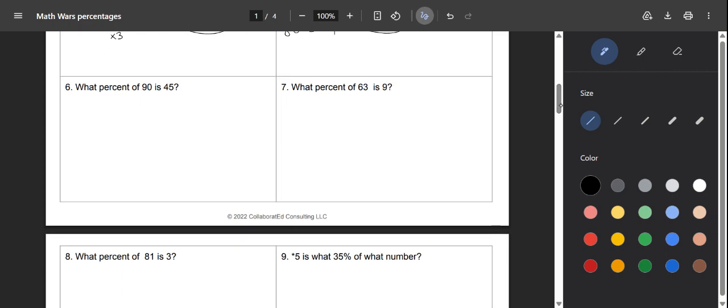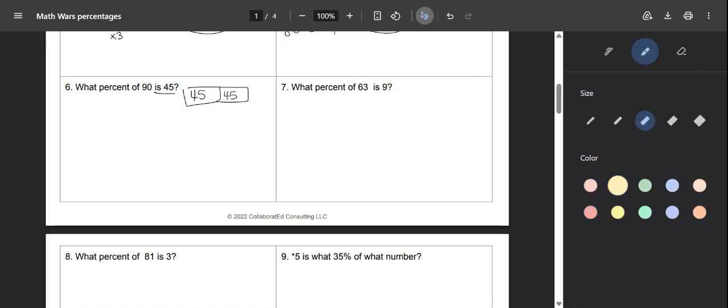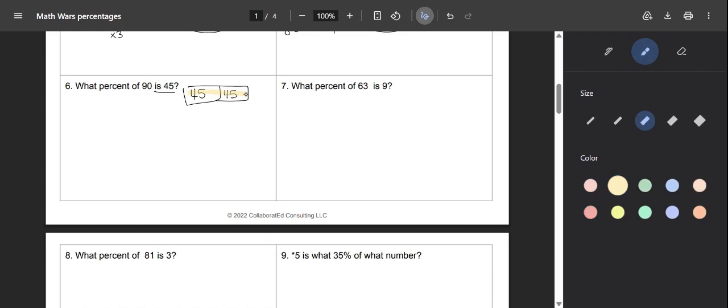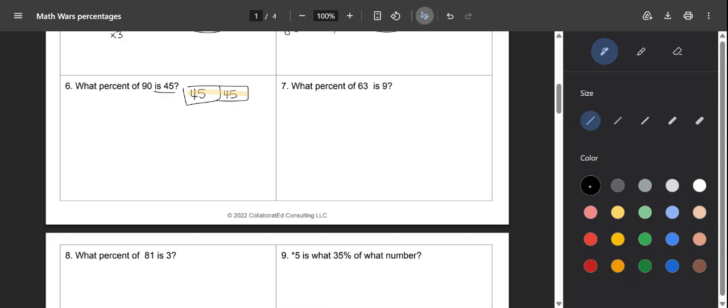Number 6, what percent of 90 is 45? So let's do our tape diagram first. I'm using 45 as my pieces, that's the part, and I'm going to keep using 45s until I get to 90. Well, guess what? I only needed 2 of them. So this is 100%, and I've broken it into 2 different pieces. Well, half of 100% is 50%.